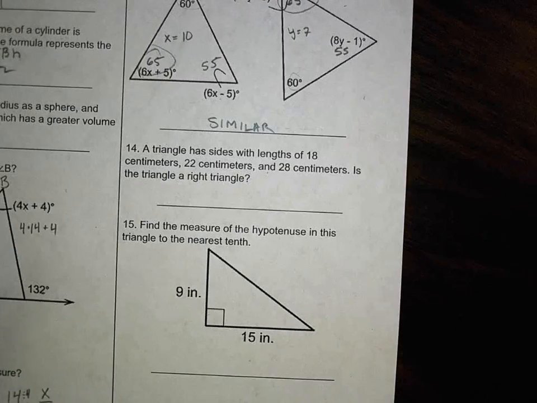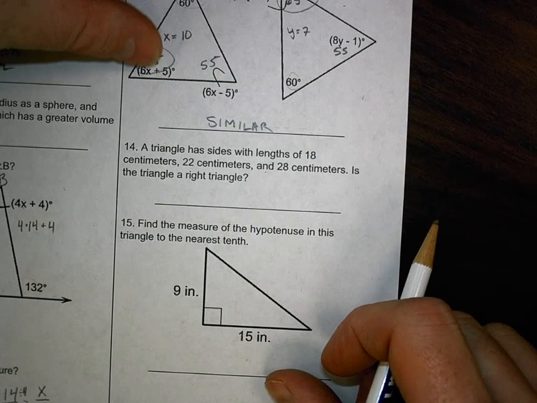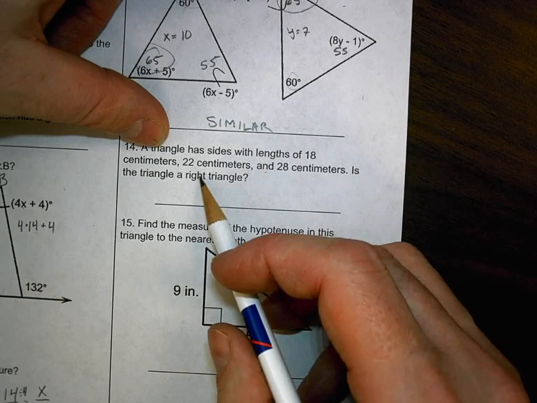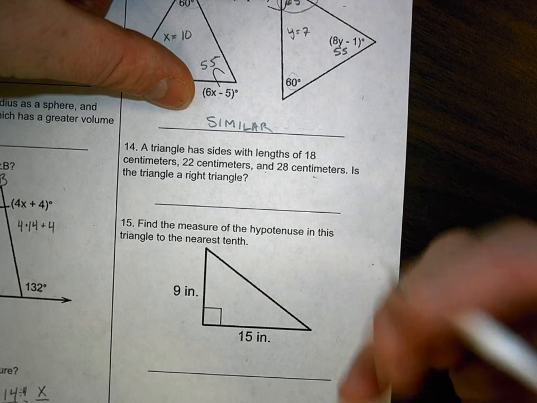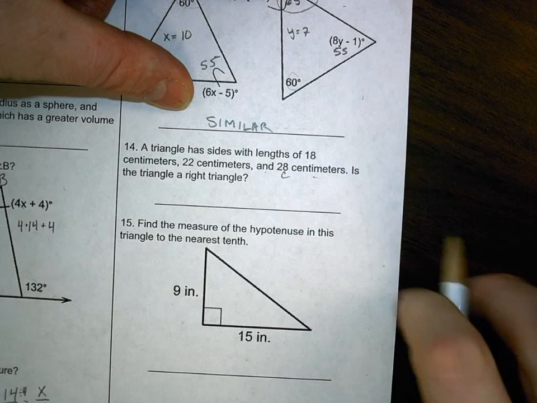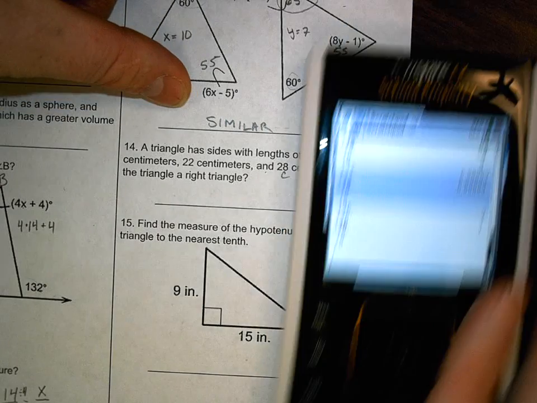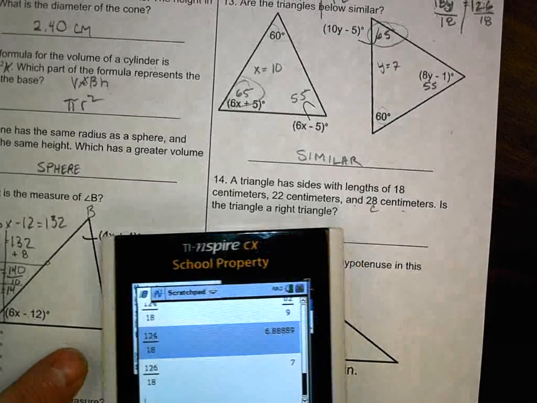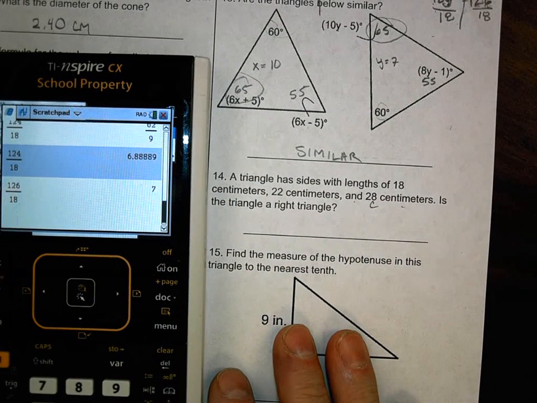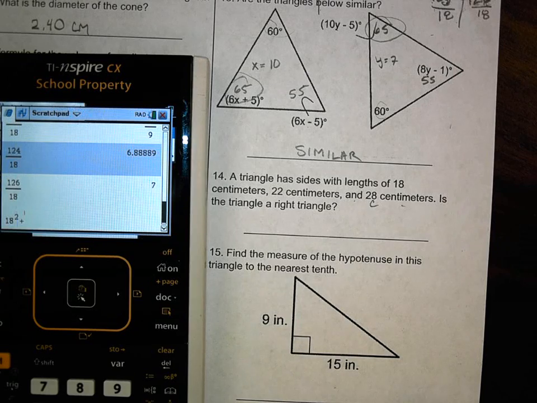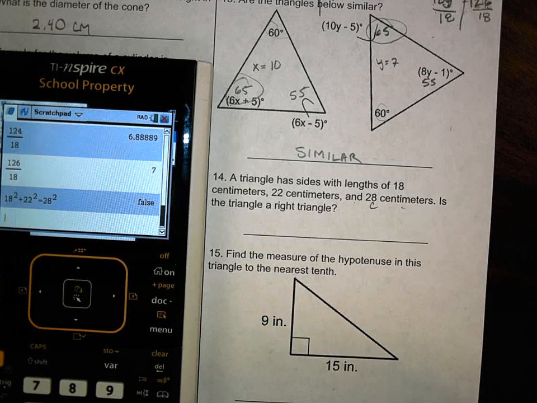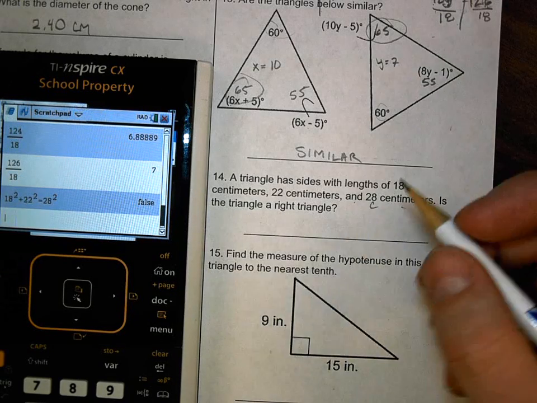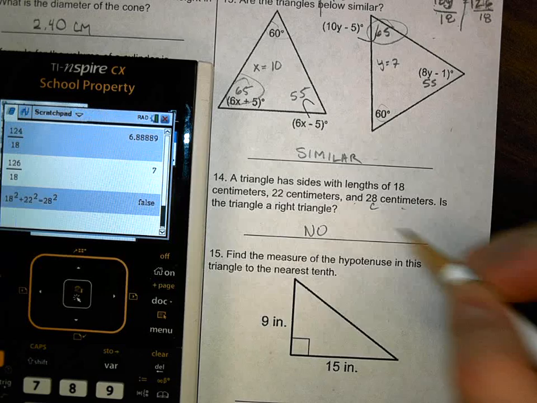Number 14. Yeah, I'm expected to make a mistake every once in a while. More than once in a while. A triangle has sides with lengths of 18 centimeters, 22 centimeters, 28 centimeters. Is it a right triangle? Okay. First thing to do is identify C. C will be the longest, so that is C. So what we should have is a squared. There's no good place to put this, is there? Here we go. A squared plus b squared equals c squared. So 18 squared plus 22 squared equals 28 squared. It says that's false. This is definitely not a right triangle. No. I love simple answers like that.